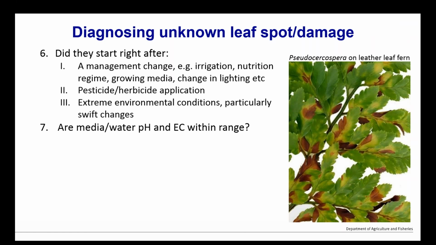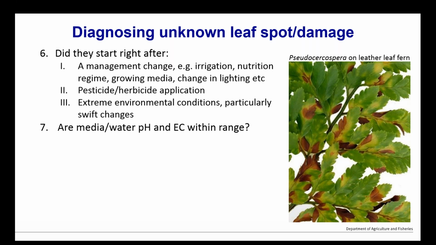Okay. Then you want to ask yourself, and these are the tough questions here, did these problems, these symptoms, occur right after a management change? Was it a change in irrigation, a change in the nutritional regime, a pesticide application, or was it an extreme environmental condition? Because plants don't grow overnight, so to speak, it takes some time for those symptoms to grow out, and you've got to backtrack and get to the bottom from the beginning of when the symptoms occurred.